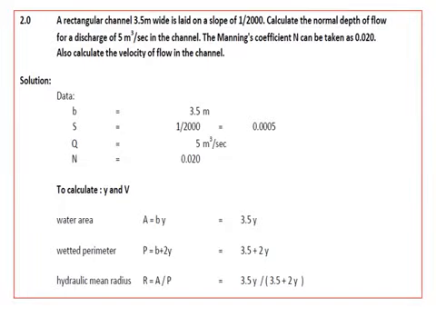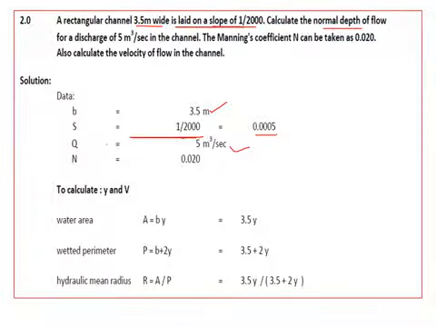Similar to the previous problem, we have a rectangular channel. A rectangular channel 3.5 meters width, so B is 3.5 meters. It is laid at a slope of 1 is to 2000, so 1 divided by 2000. You have to calculate the normal depth of flow, which is nothing but uniform depth of flow, that is y. So we have to determine y. The discharge is given here, so Q is given and Manning's n is given.